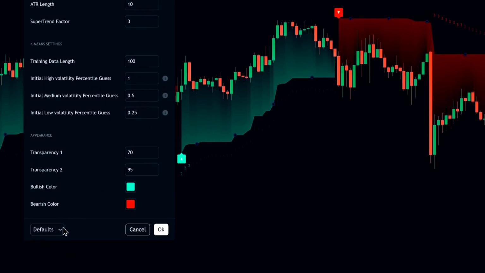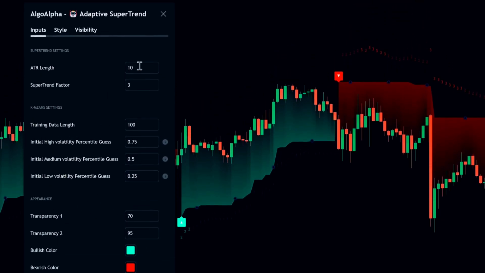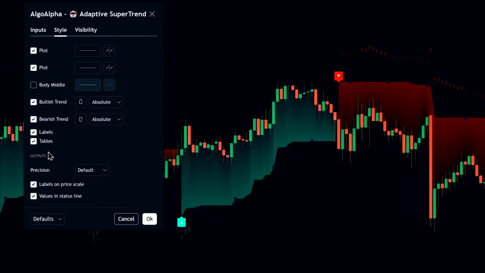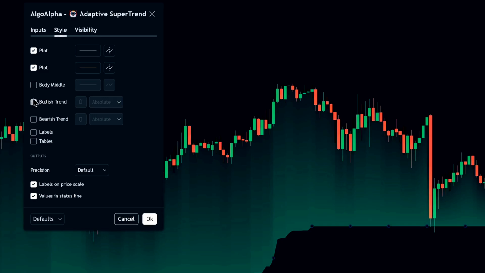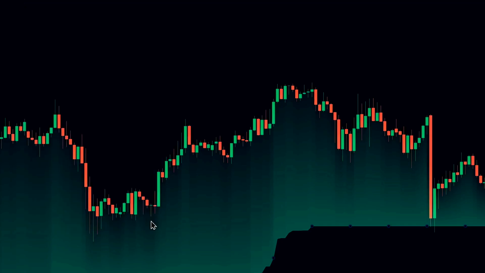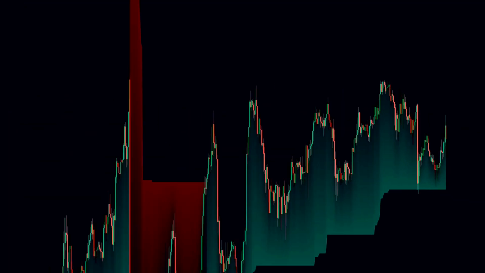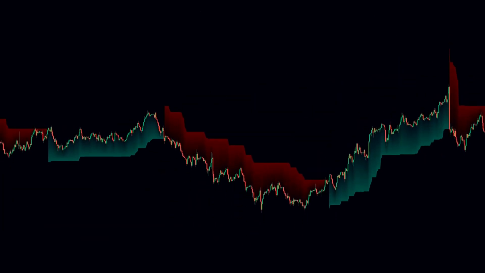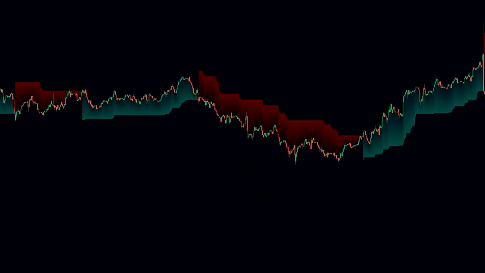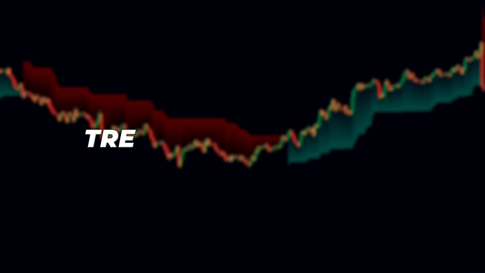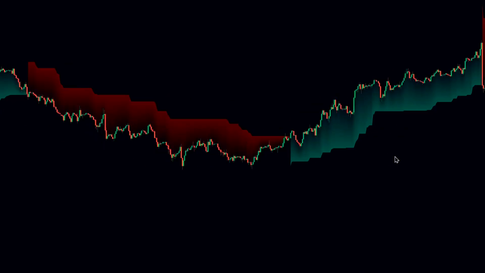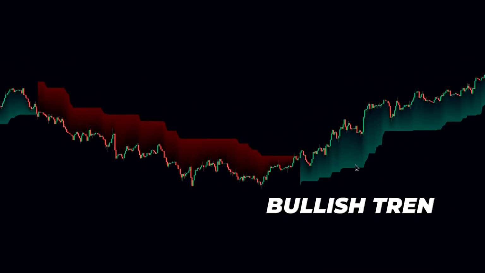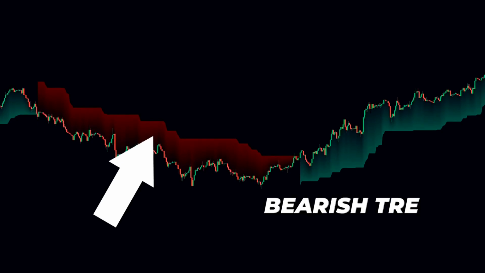For trend identification, let's set the Supertrend factor to 8. In the Style tab, disable everything except the first 2 plot options. Then click OK, zoom out on the chart, and you'll see how setting the Supertrend factor to 8 highlights longer-term trends. If you're using this for trend identification, this setup makes it easy to spot clear bullish or bearish trends.